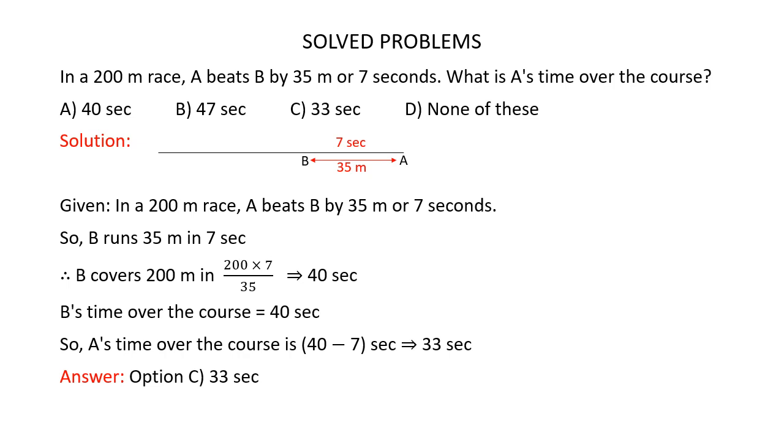So when A reaches the winning point here, B is still at this point 35 meters behind A, and B takes 7 seconds more to reach the winning point. So this clearly shows that B covers this 35 meters in 7 seconds. Now here we are asked to find what is A's time over the course.